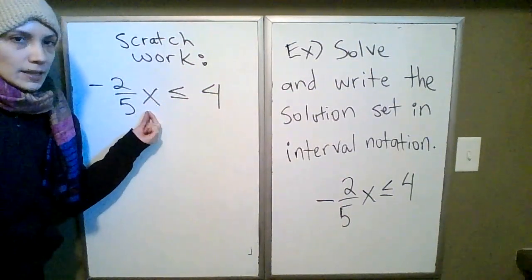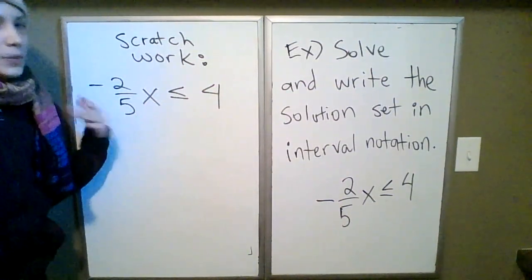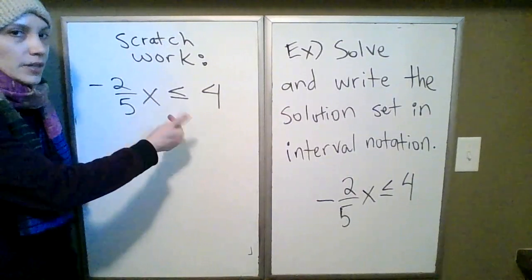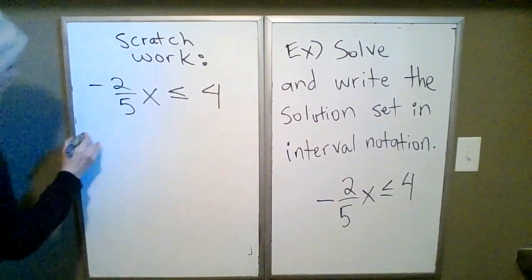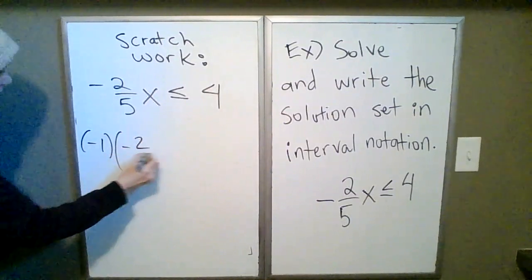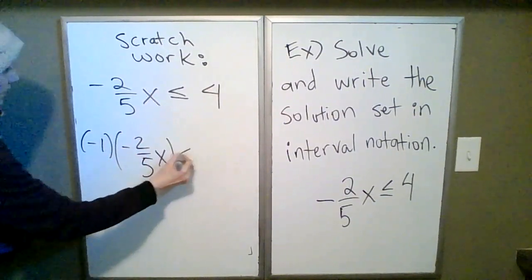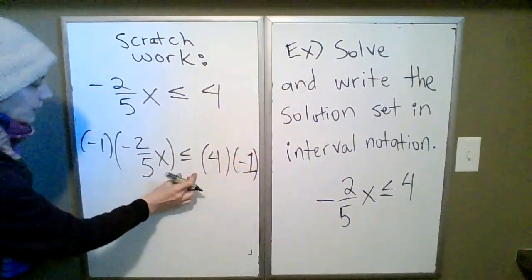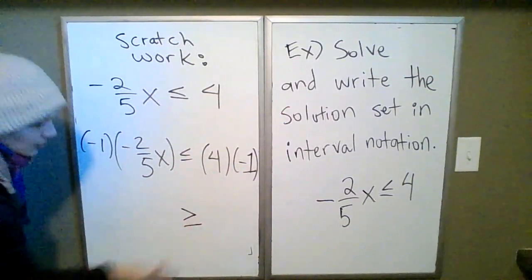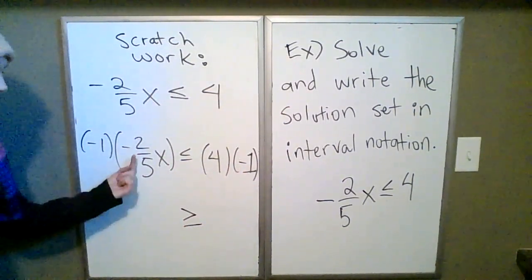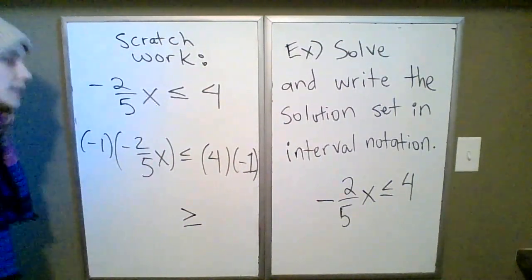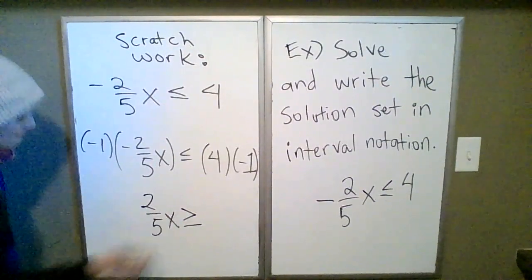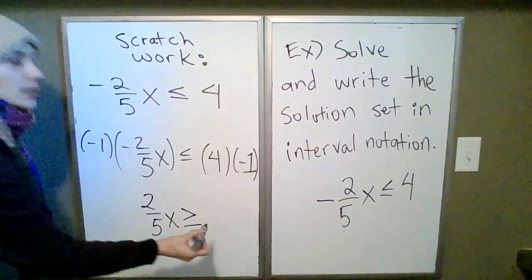Okay, the goal is to isolate x. Let's start by taking care of the negative sign. We could multiply both sides by -1. And if you ever multiply or divide by a negative number, you need to flip your sign. Now I've got a positive 2/5 x greater than or equal to -4.